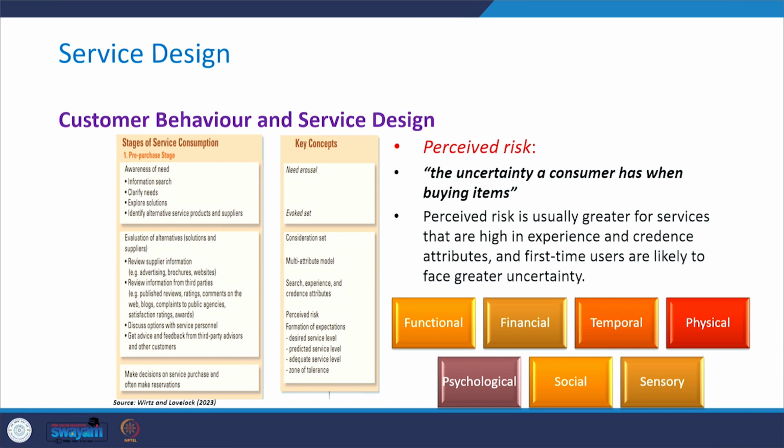This deals with the uncertainty a consumer has when buying items. If you buy physical goods that are unsatisfactory, you can usually return or replace them. But with services, this may not be possible. So there is a perceived risk involved in services. Perceived risk is usually greater for services that are high in experience and credence attributes. And first time users are likely to face greater uncertainty while using these kinds of services.